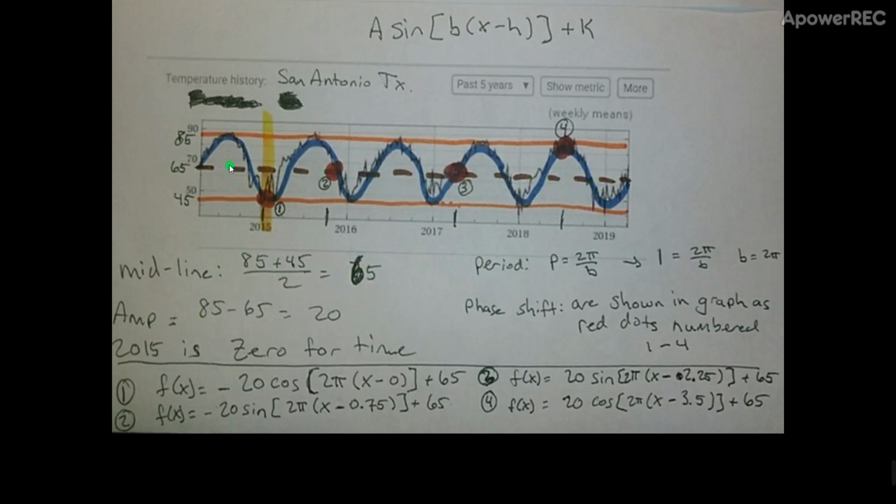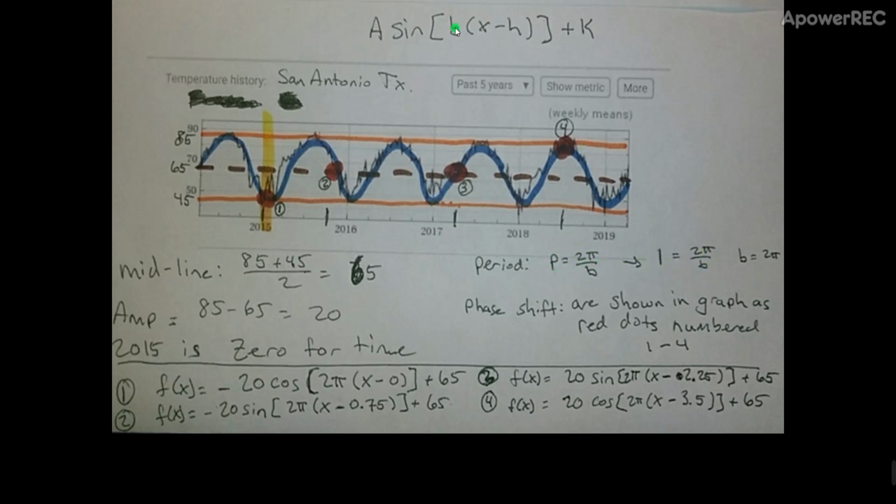Our amplitude is the difference between the high point and the midline, or the midline and the low point. In this case, I chose my high point and my midline, so my difference here is 20, so my amplitude here is 20. My period is going to be P is equal to 2 pi over B. That's the equation you have to use.